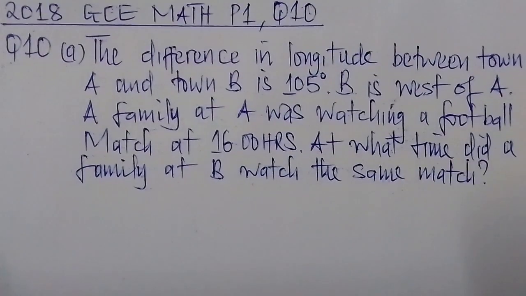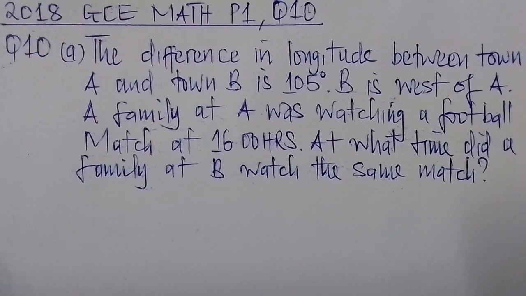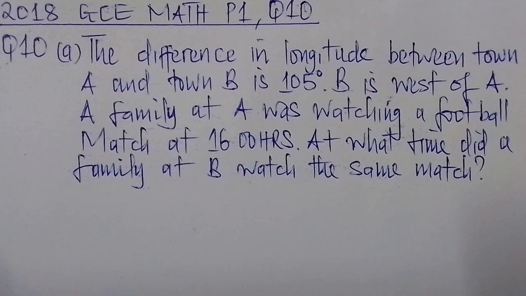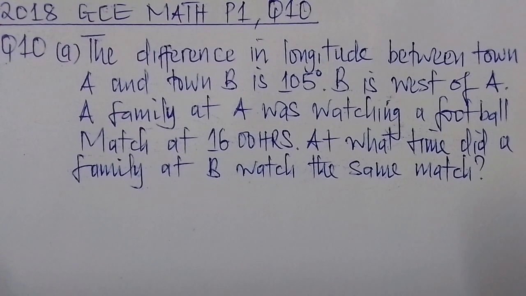Going back to A. Going through the question again, the difference in longitude between town A and town B is 105 degrees. So they've given us the longitude difference. And this point is very important: B is west of A. A family at A was watching a football match at 16 hours. At what time did a family at B watch the same match?